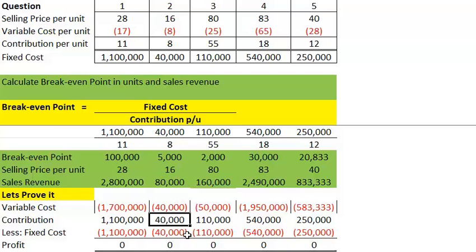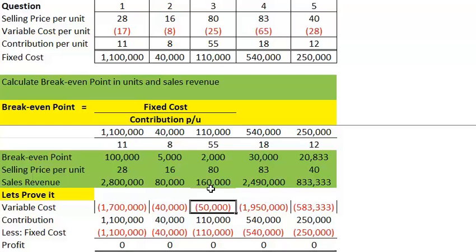We deduct variable cost from sales revenue of 80,000. Total contribution is 40,000. We deduct fixed cost from the total contribution. We can see that the profit is 0. In the same way, break-even point for question 3 is 2,000. We multiply 2,000 by 80 pound per unit selling price. We get sales revenue of 160,000. Variable cost is 2,000 units multiplied by 25 pound per unit variable cost. We get total variable cost of 50,000.